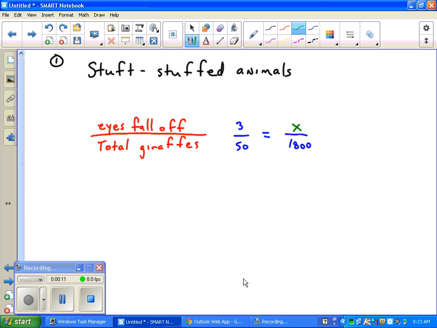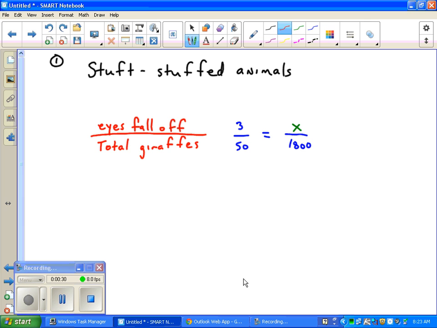Number 1 says there's a stuffed animal company that has eyes falling off of a giraffe. A little misdirection, it kind of makes you laugh to where you get distracted a little bit. Make sure you don't let that happen to you. Set it up as a proportion. If out of 50 total giraffes, 3 of them have eyes fall off, easily set it up just like that.